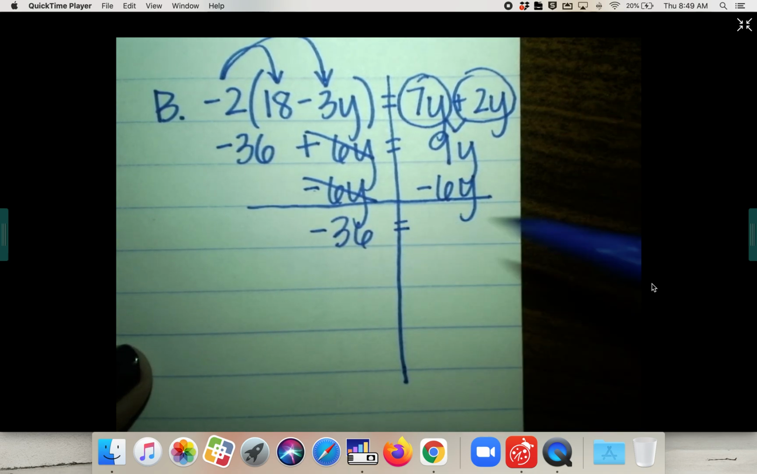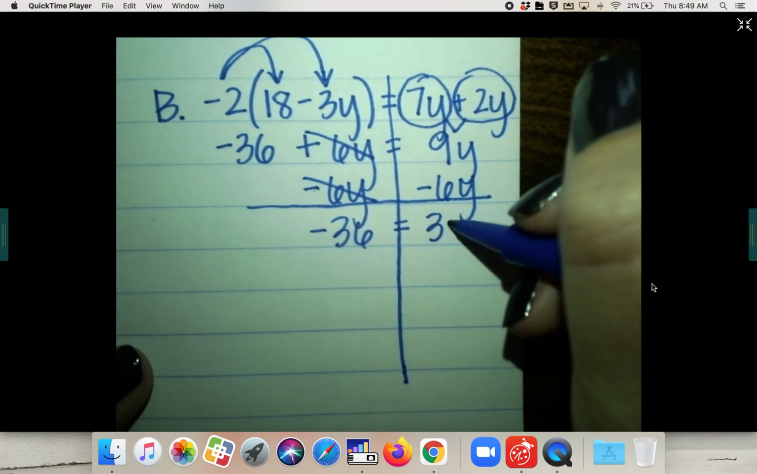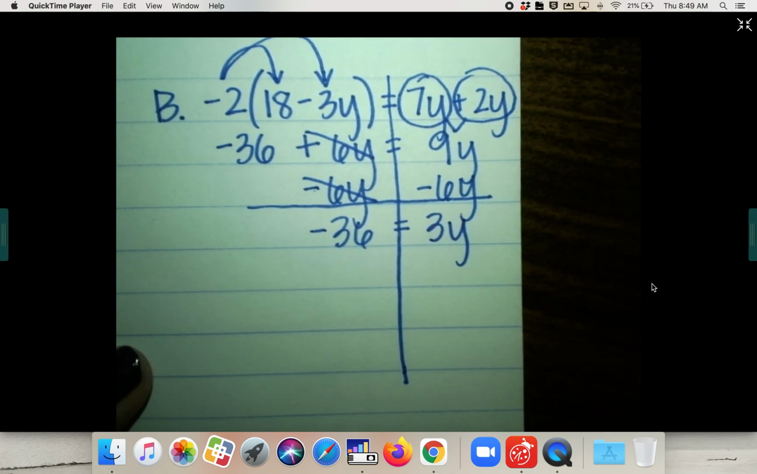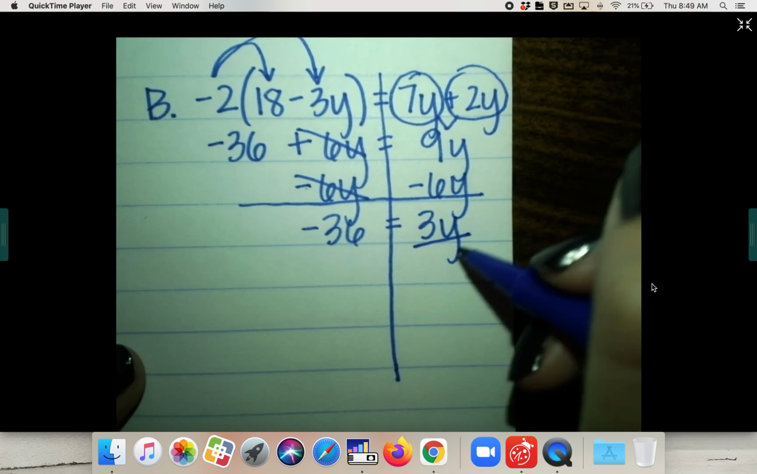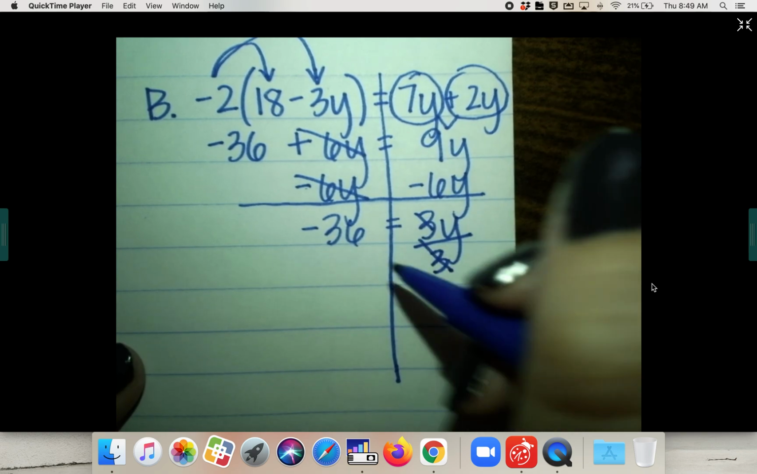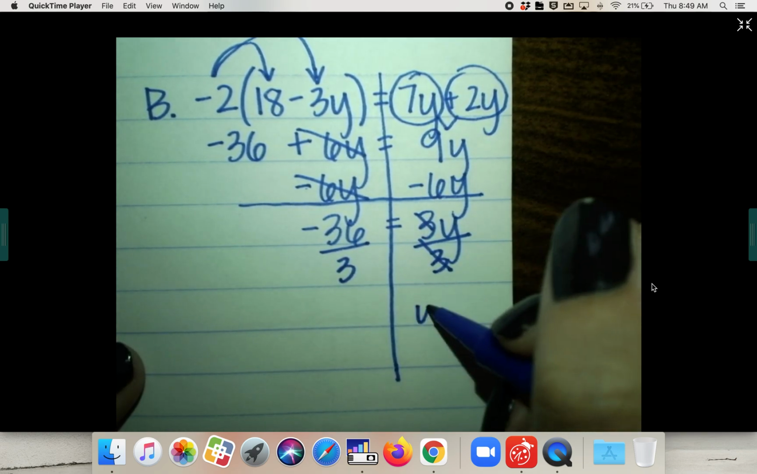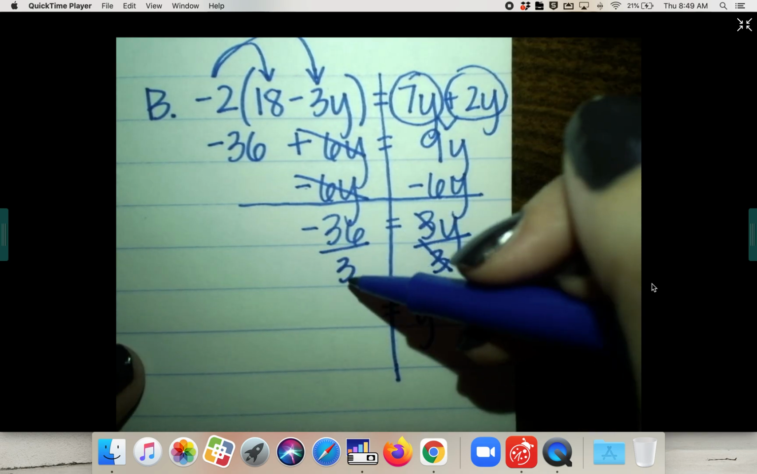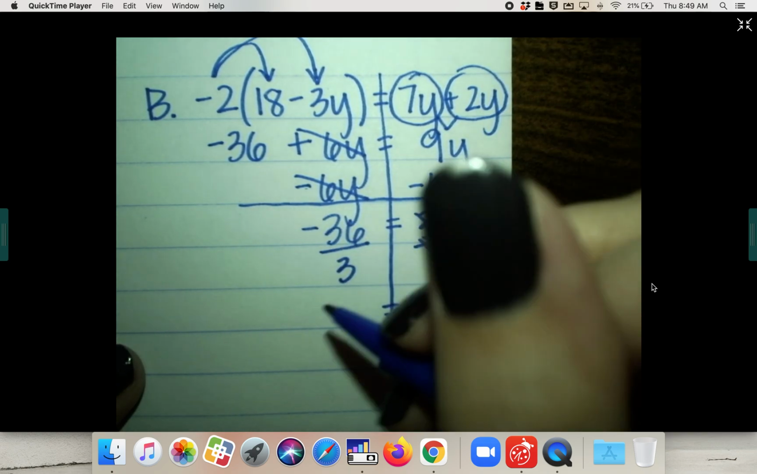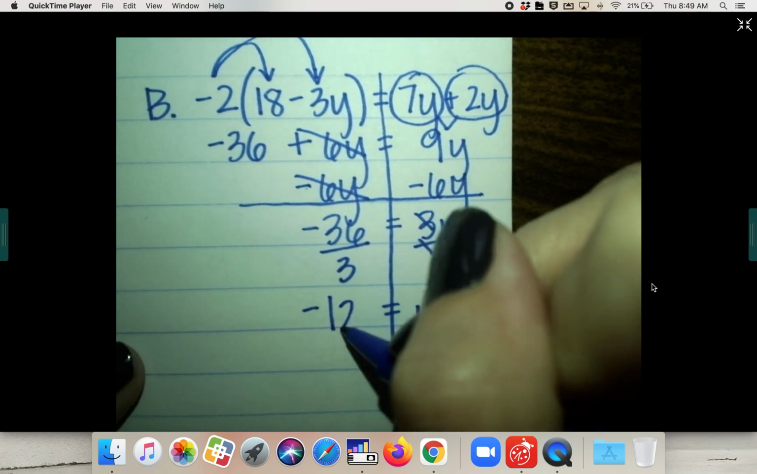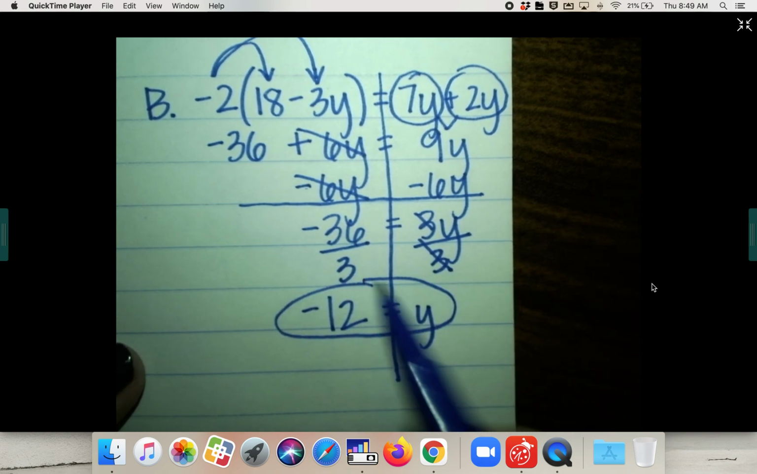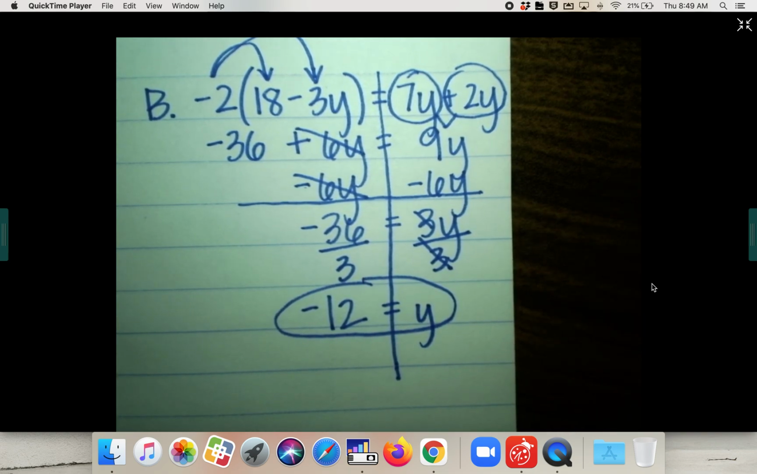So you have -36 on the left. 9y minus 6y is 3y. Divide both sides by 3. Y equals a negative divided by positive is going to be negative. And what'd you say it is? -12. All right. So all the -12s are B's.